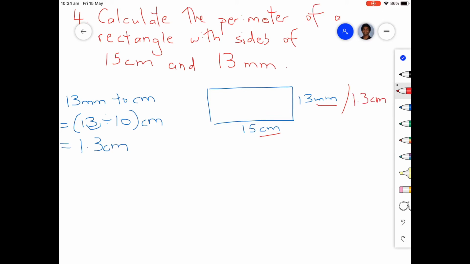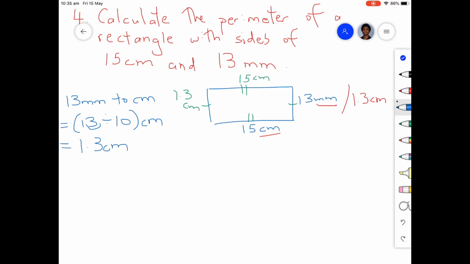Now I can update my diagram here with 1.3 centimeters, and because it's a rectangle, we know that opposite sides are going to be equal. So I can draw in my lines in the rectangle to represent the equal sides, and I can fill in 1.3 centimeters on the left and 15 centimeters on top, and now I'm ready to calculate the perimeter of this rectangle.